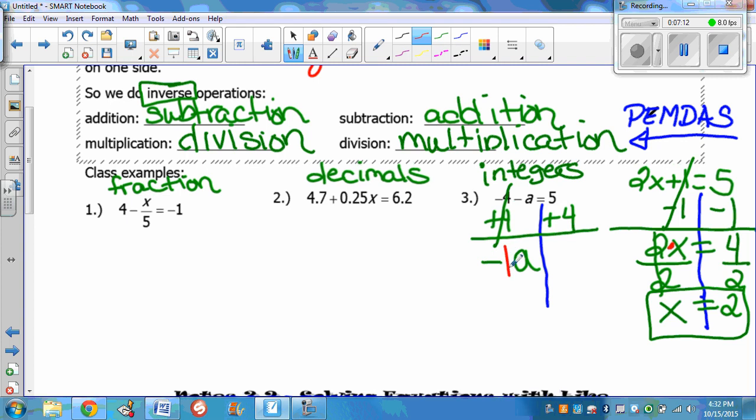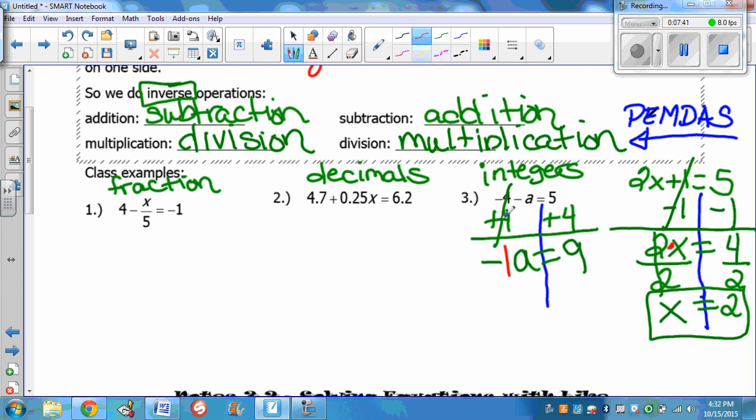I always say mathematicians are lazy, and we don't like to write a lot of stuff. So really, you need to understand when you just see a negative sign in front of a variable, it's really a negative 1. And now let's do this calculation. What is 5 plus 4? It's 9. So now I ask myself, is my variable all by itself and positive? Well, it's kind of all by itself, but it's certainly not positive.